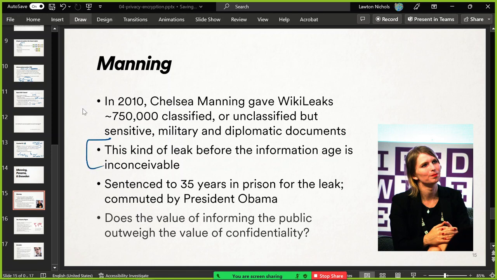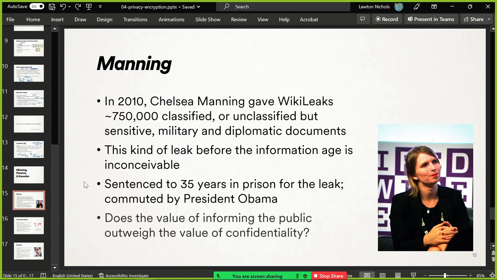And so she leaked a ton of documents. And this leak is ridiculously large, right? Before these were all floating around on the internet, it would be very hard to copy almost a million documents and give them to newspapers, right? It'd be so hard. That is inconceivable. And that was crazy that happened.